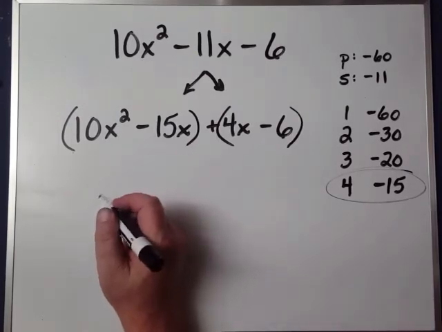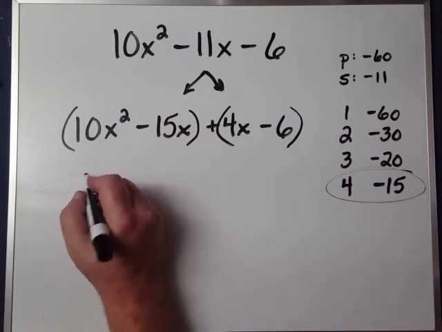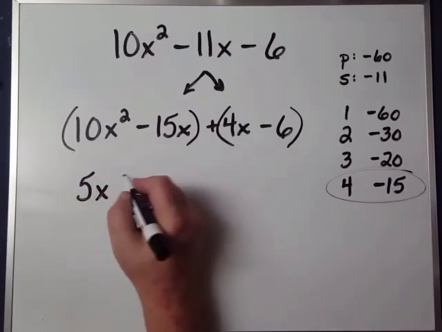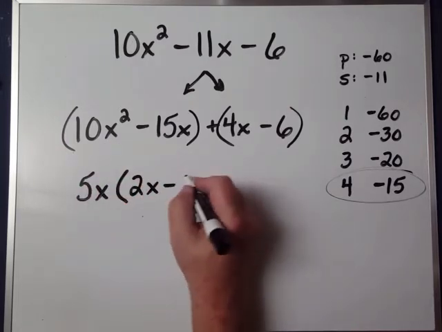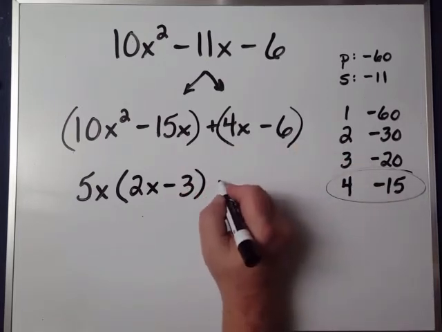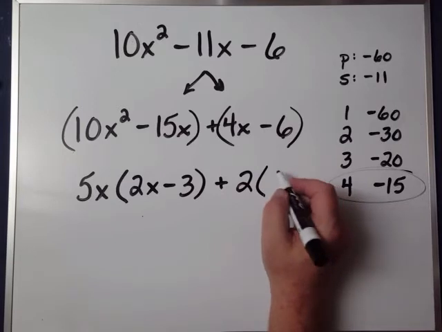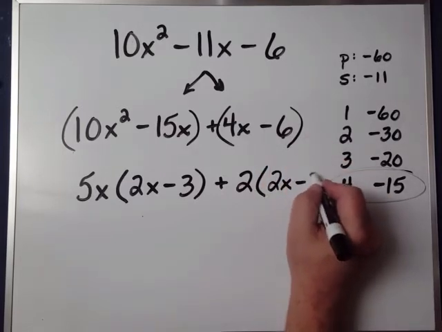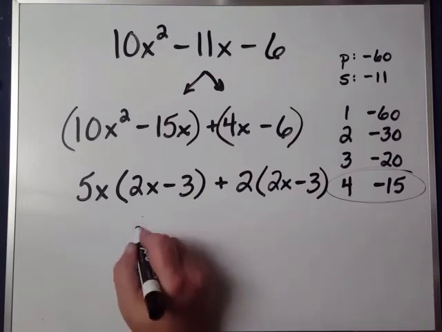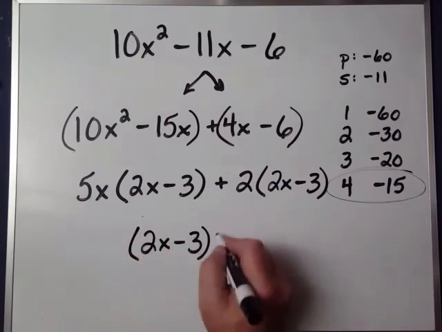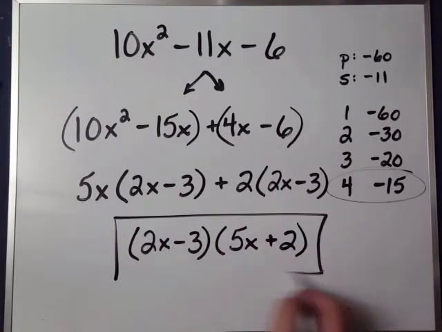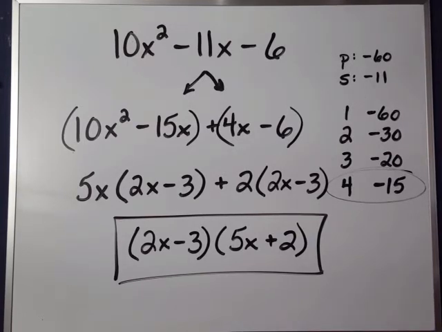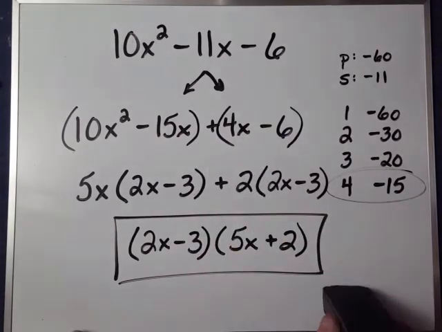Out of the first pair, the way I've got it set up, I can factor out a 5 along with an x. And that will leave behind a 2x and minus 3. Out of my second pair, I can factor out a 2. Factoring out a 2 leaves 2x and minus 3. Factor out that common binomial factor of 2x minus 3, and we have 5x plus 2. Did you get those two factors? If you did, you're in business. If you didn't, let me show you the other way to do this.